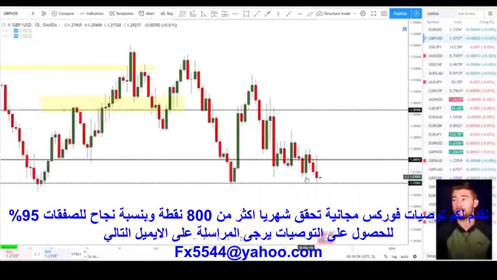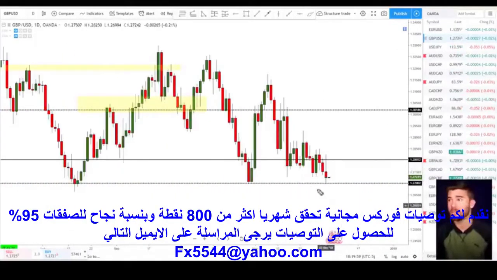On the pound dollar, earlier in the week we talked about this pair coming down into a major level of support. We said it was likely that this pair would hit around the 1.27 even handle number, and let me play a clip of that really quick. It's going to be a very short clip.